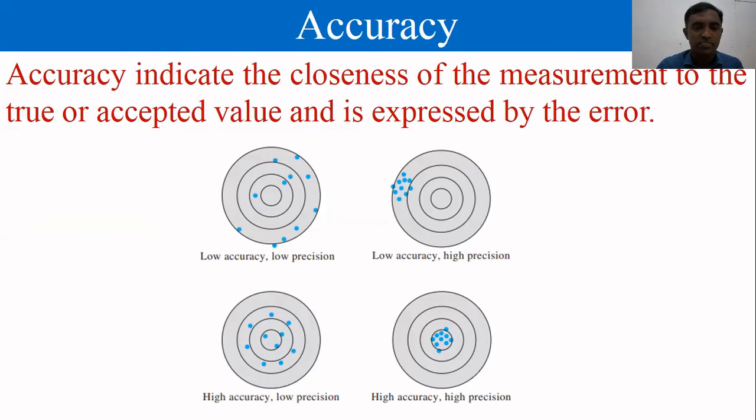The pictures shown here show the different sets of data and how they are distributed. The first picture on the top left shows low accuracy and low precision, and the next one shows low accuracy and high precision, which means the low accuracy represents that these data are away from the true value, and high precision tells us that these values are close to each other. Similarly, the next picture at the bottom left shows high accuracy and low precision, and the next one shows high accuracy and high precision.